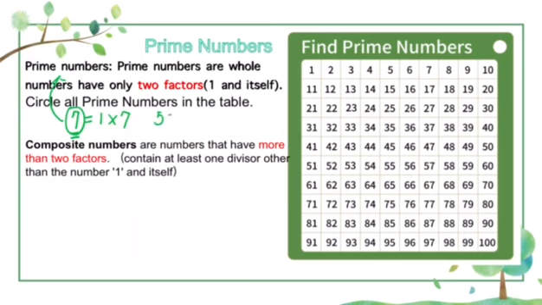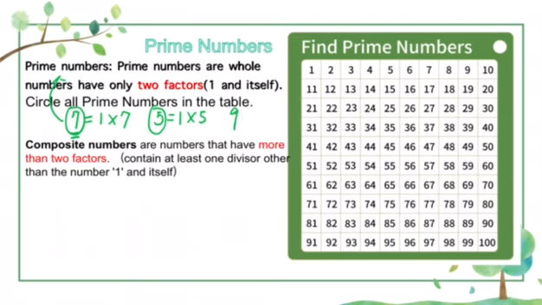Like 5. 5 equals 1 times 5, right? And there are no other integers you can multiply to get a product of 5. So 5 also has only 1 and itself. So 5 is also a prime number.